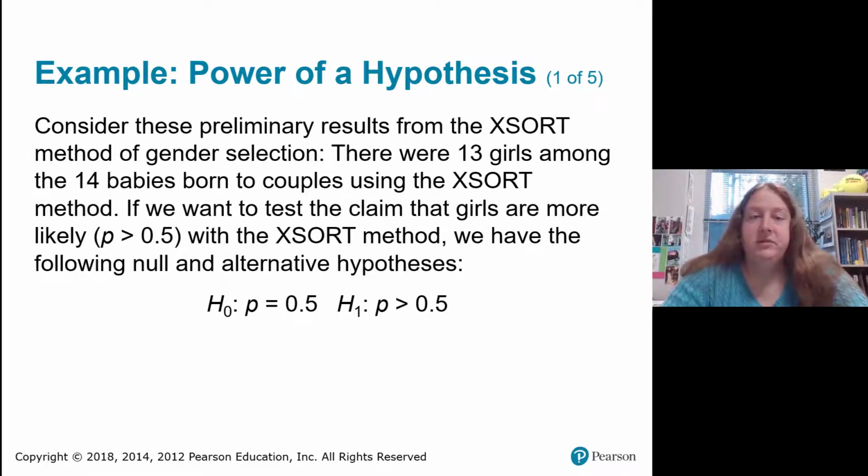So consider these preliminary results where we've got this XSort method, with 13 girls among 14 babies born to 2 couples using it. If we want to test the claim that girls are more likely, P is greater than 0.5 with the XSort method, we have the following null and alternative hypotheses: P equals 0.5 and P is greater than 0.5.